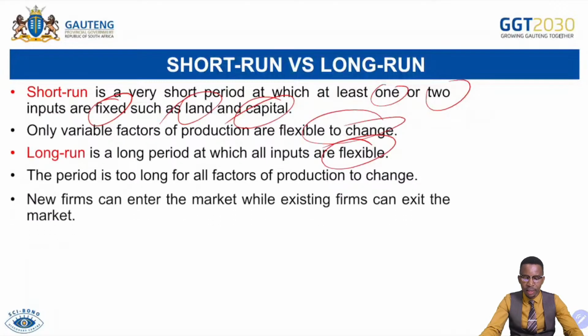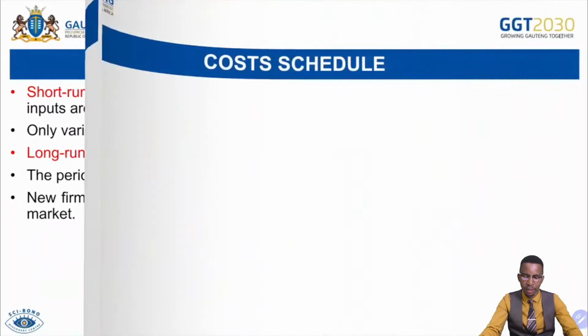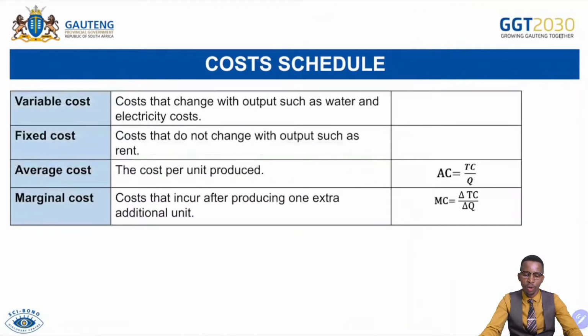New firms can enter the market while existing firms can leave or exit the market. In the long run, it becomes easier for new firms to enter the market because they have enough capital to do so. And then existing firms that have already exhausted their profits can also leave the market. And this is the cost and revenue schedule. So we start with the variable cost.